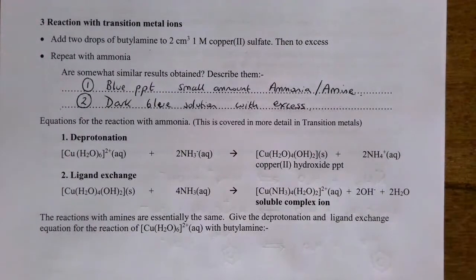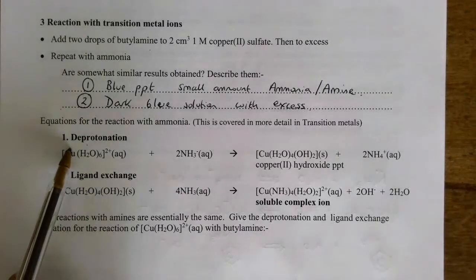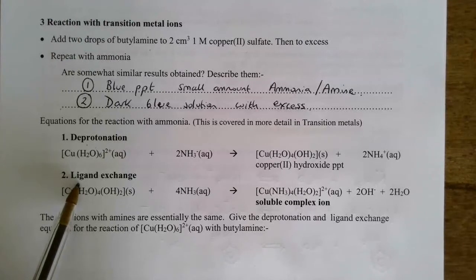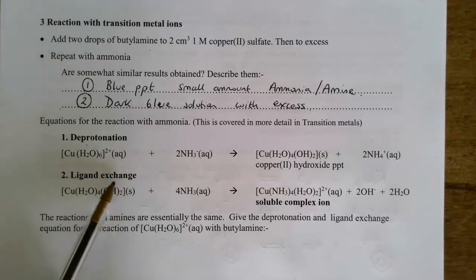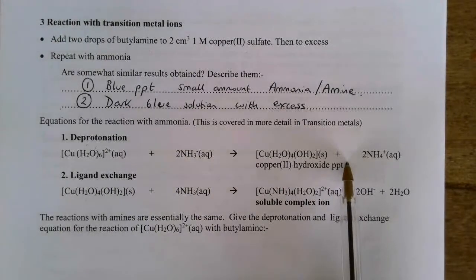Okay, now this is a reaction again we're going to study in a lot more detail in the transition metals pack, but it's actually a two-step reaction. The first step is what we call deprotonation. That basically does exactly what you think it does. It removes a proton, deprotonation. In the second step, we have a reaction which is called ligand exchange, where we're removing some of these water and some of these OH negative ions, and we're replacing them with ammonia ligands. And this is my blue precipitate, and this is my dark blue solution.